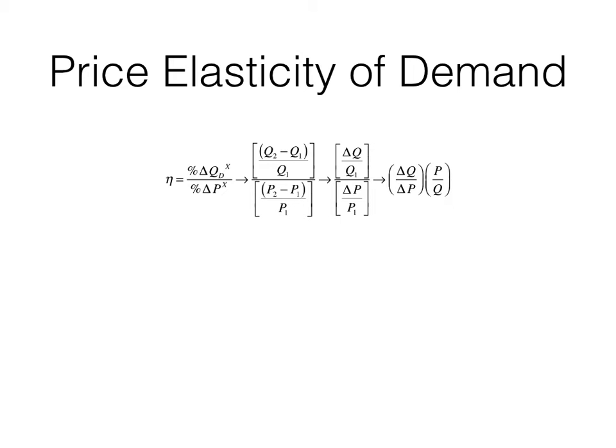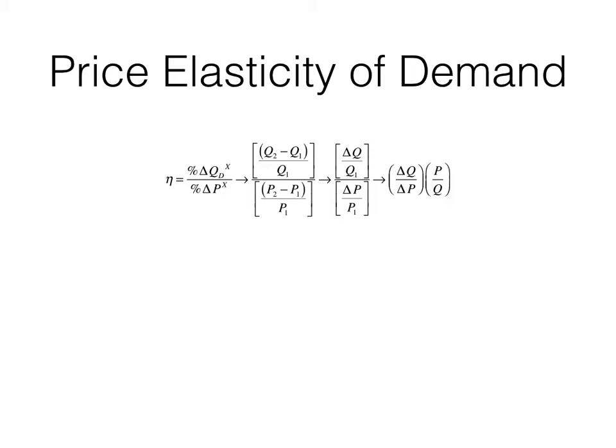We look at point elasticity of demand. We noted that the elasticity of demand is the percentage change in quantity demanded divided by the percentage change in price. We then broke that up to be the new quantity minus the old quantity divided by the old quantity, divided by the new price minus the old price divided by the old price.